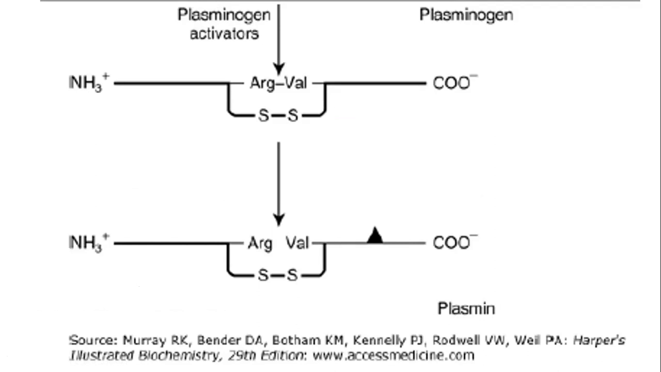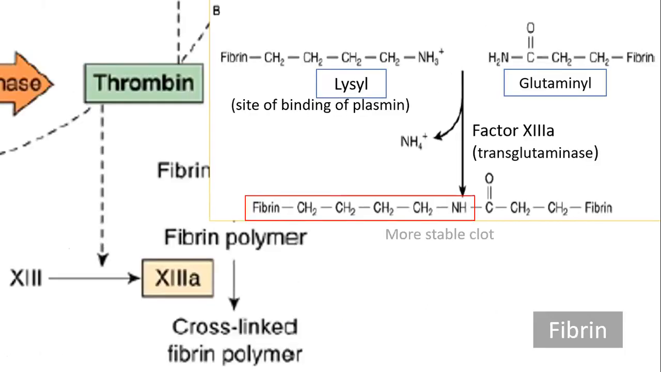Tissue plasminogen activators, as well as urokinase that is found in most of the tissues in our body, would cleave the arginine and valine bond in your plasminogen. Once the arginine and valine bond in your plasminogen is cleaved, it would convert your plasminogen to plasmin. And this plasmin now is capable of doing its action.